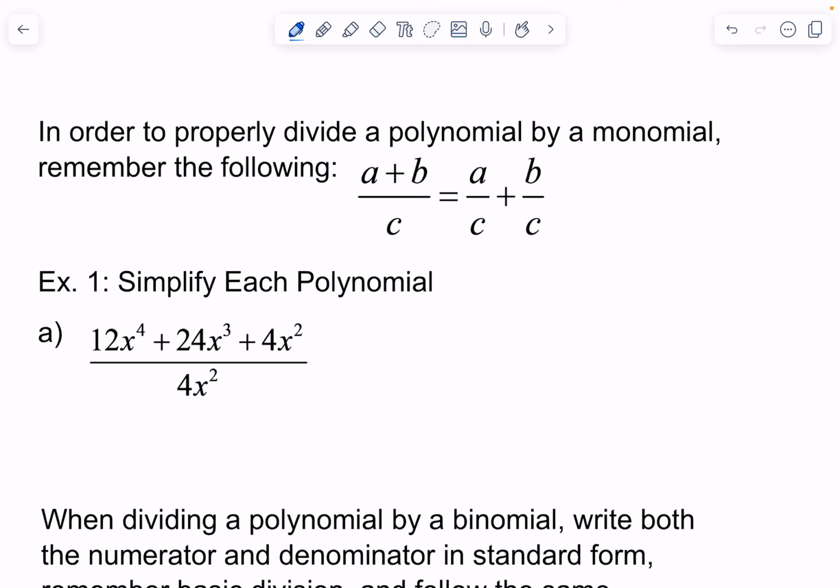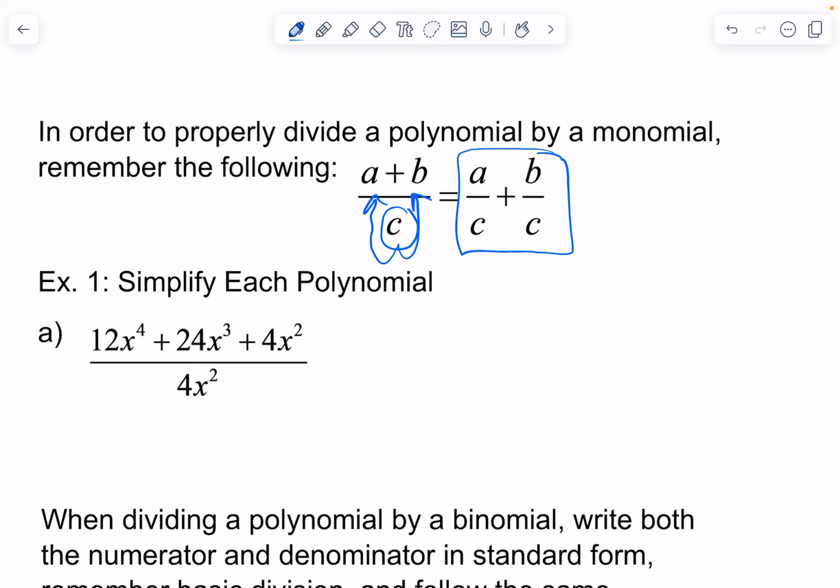The distributive property of division is when you divide the denominator into every single term in the numerator. It's that simple. It's just like the distributive property of multiplication. You multiply the outside value to everything inside. Here, you're going to distribute via division the denominator to every single term in the numerator.